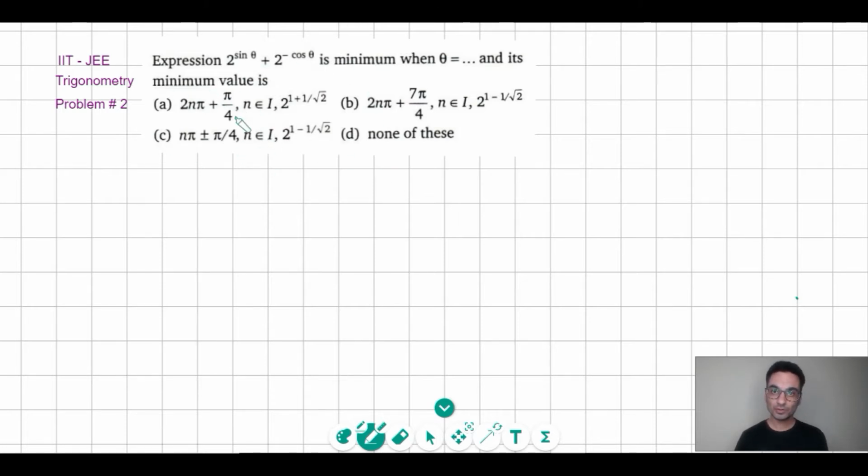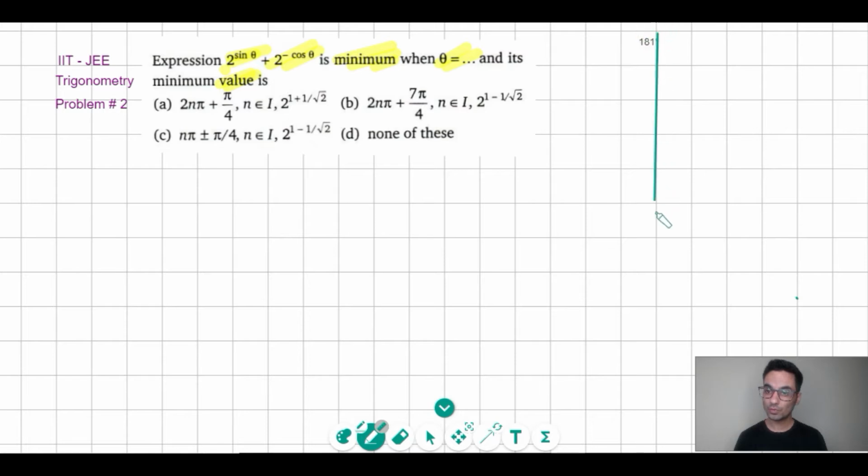Okay, so here first we'll try to highlight what we know and then we'll move to what we want to find out. So we know that there are two numbers, 2 raised to power sine theta and 2 raised to power negative cos theta, and when they are added we want to find out the minimum value, and we also want to know when the value is minimum. So we want to find out theta and we want to find out the minimum value. Okay, perfect.